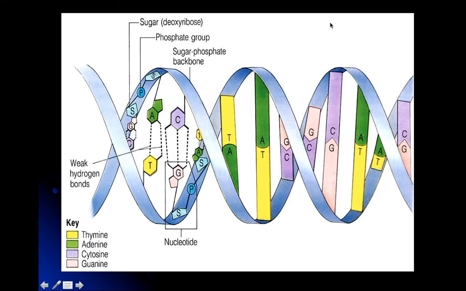In the picture, you can see the sides of the strands are composed of the sugar and the phosphate. So this would all be sugars and phosphates on both sides. And in the center, you have your nitrogen bases. So A and T are paired together with 2 hydrogen bonds. C and G are paired together with 3 hydrogen bonds.